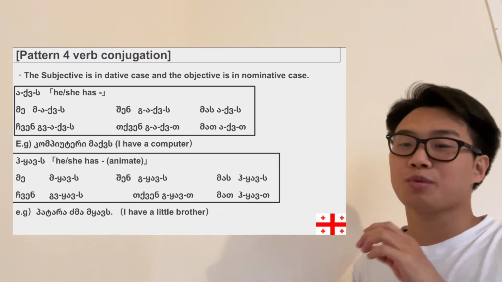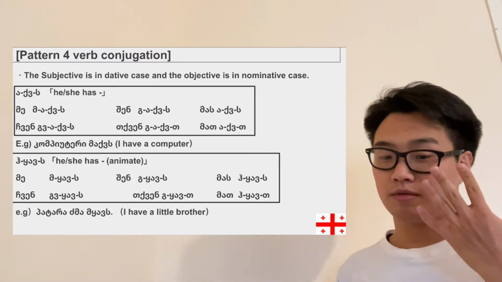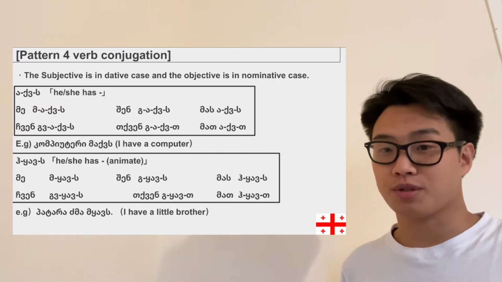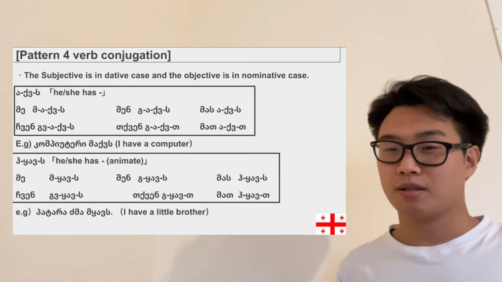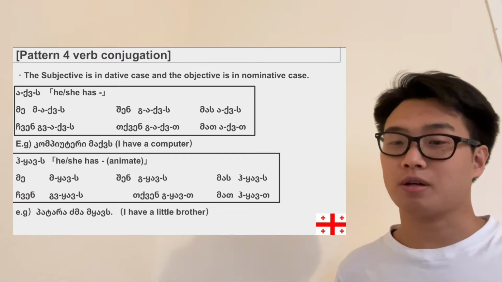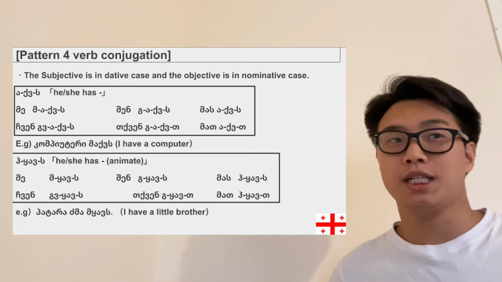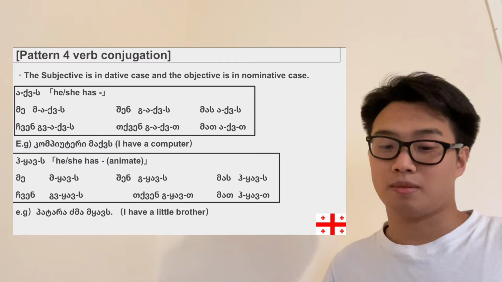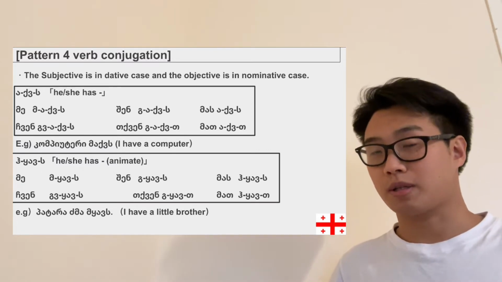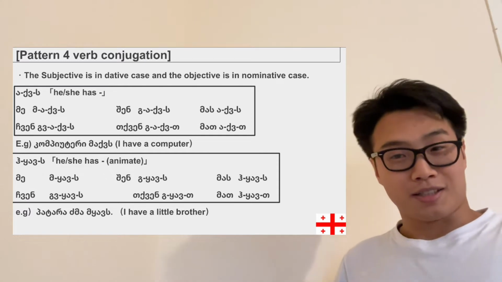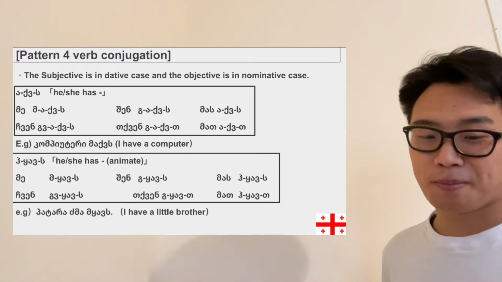And in this video, we're going to study 4 verbs in the pattern 4 verb conjugation category. And I suppose that after memorizing these 4 verbs, it's going to be easier for us to remember other pattern 4 verb conjugations. So let's just study slowly, step by step.